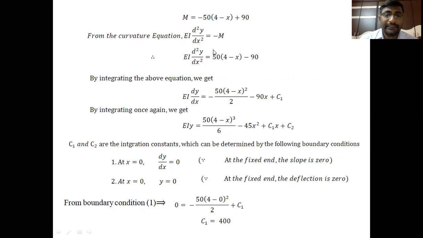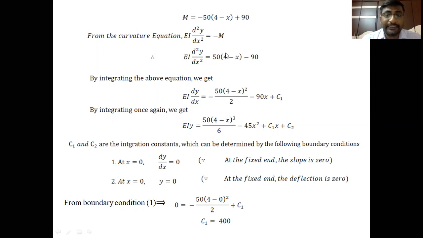So by integrating this equation once, we can get the slope equation. Left hand side EI dy by dx is equal to, on the right hand side, how to integrate according to the Macaulay method, clearly observe this. While integrating 4 minus x, we need not write 50 into 4 minus 50 into x like that. In the double integration method, we directly expand this expression and then integrate. But in Macaulay method, we need not expand this bracket term.